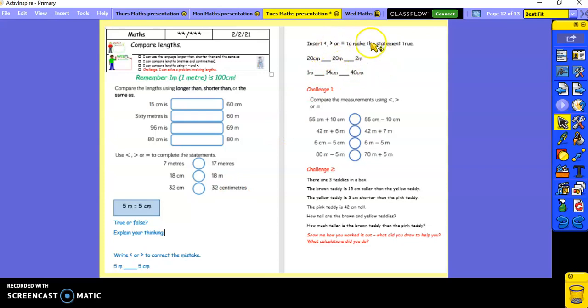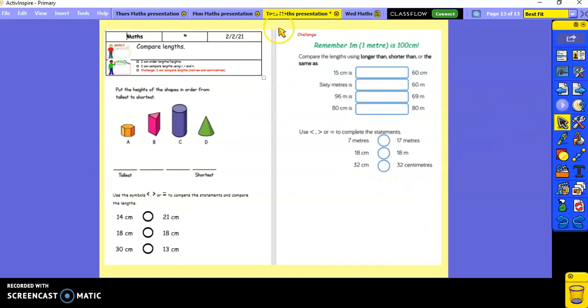Then we've got a slightly trickier one here where you've got to insert your less than, greater than or equal to sign here and here, because you've got 20 centimetres is something than 20 metres, which is either greater than, less than or equal to 2 metres. So you need to make the whole statement correct. Then you've got 2 challenges. This one here will involve you having to do some workings out for each side before you can insert the symbols. And then you've got a much more wordy problem to solve at the bottom.